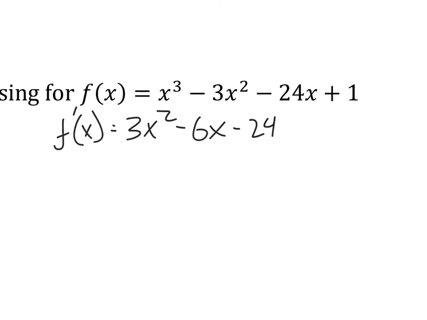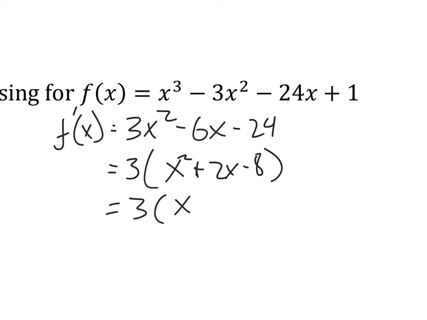Here we have it. Now, we want to factor this if it's possible, and a lot of times these are made to factor. It looks like 3 can be factored out. That's one way to go. x squared plus 2x minus 8, right? So that can be factored into x plus 4 and x minus 2. So some quick factoring. There's our derivative.